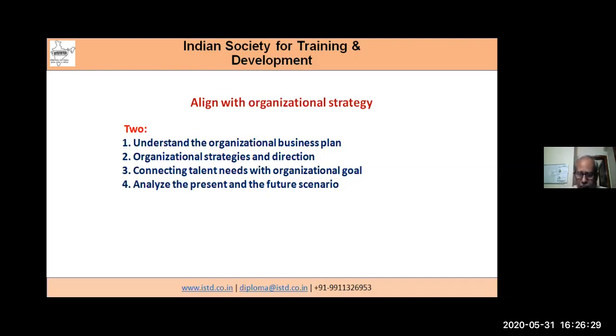So, organizational strategies and what is the direction? In what way are they going to move? Are they going to become a leader in the market or a follower in the market? All these kinds of things are to be seen.